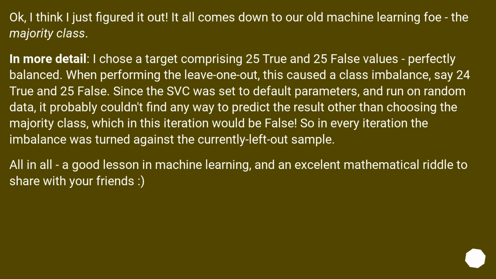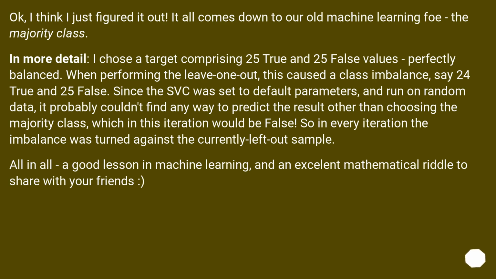Okay, I think I just figured it out. It all comes down to our old machine learning foe, the majority class. In more detail, I chose a target comprising 25 true and 25 false values, perfectly balanced. When performing the leave one out, this caused the class imbalance, say 24 true and 25 false.